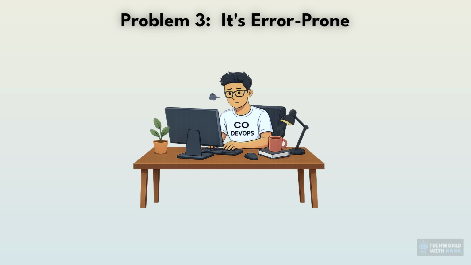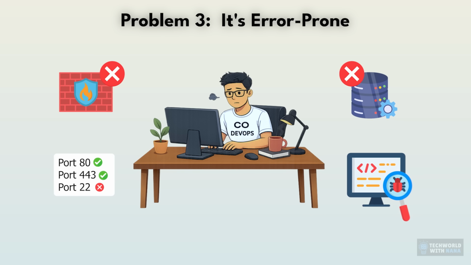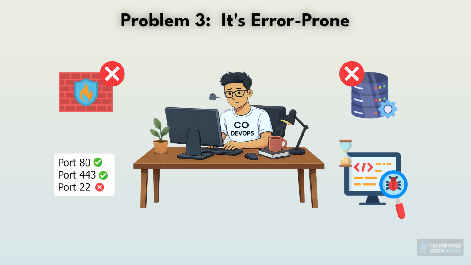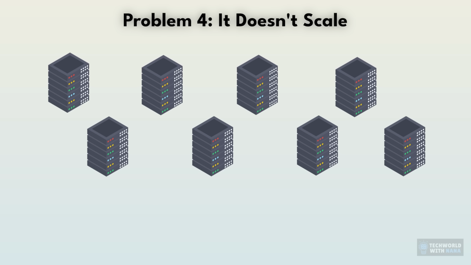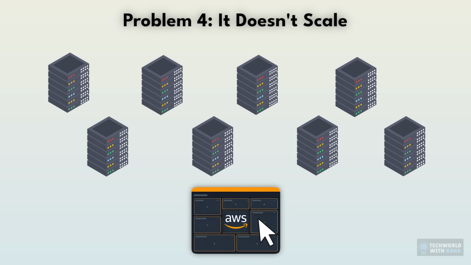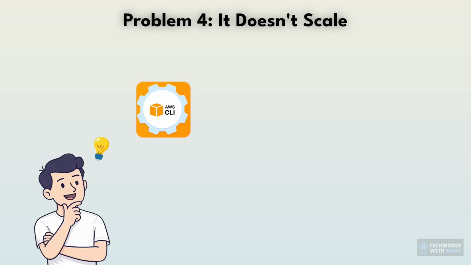Also, it's very human error prone. When you are setting up the 10th server, you are tired, you accidentally choose the wrong security group, you forget to close a port, open another one, the server cannot connect to the database, debugging takes hours, so very high chance of human error here. And finally, it doesn't scale. If you need to launch 20 servers, are you going to click through that wizard 20 times? That is super inefficient. So you start looking for a better way, and you discover the AWS CLI and Python scripts.